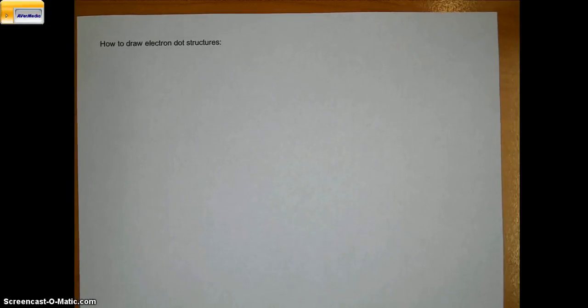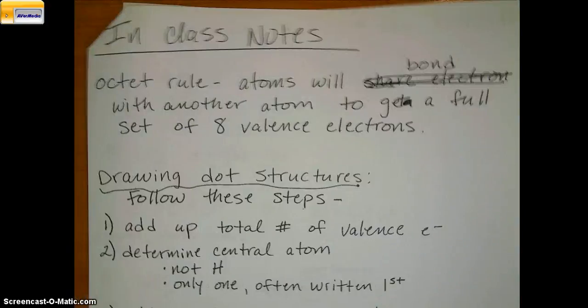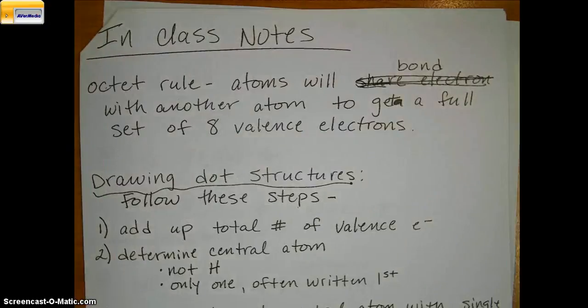Alright guys, if you are watching this video, this is because you missed class on Monday or Tuesday where we learned how to draw electron dot structures in class. So here's the tutorial that you missed. The very last page of your notes looks like this. It's blank. This is where you need to be writing down the instructions and examples for how to draw electron dot structures. So the first thing we want to look at is a couple of definitions and rules.